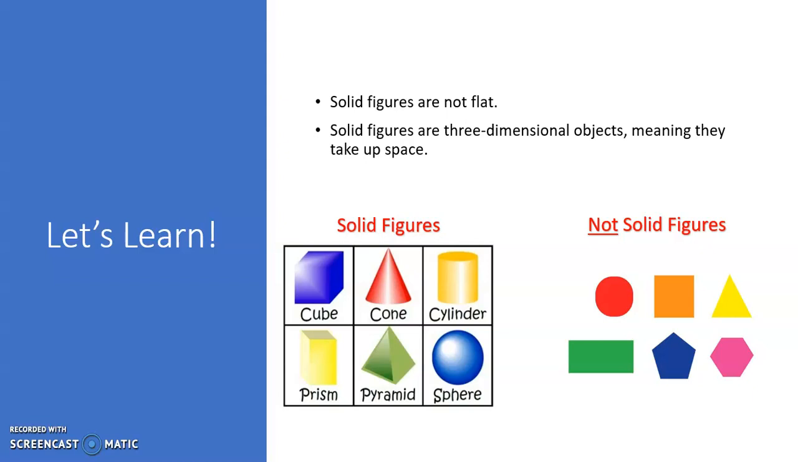So if you look at the pictures, you see I have a picture of solid figures and not solid figures. Solid figures are going to be the cube, the cone, the cylinder, the prism, the pyramid, and the sphere. And the not solid figures are things like a circle, a square, a trapezoid, a pentagon, an octagon, a triangle, a rectangle.